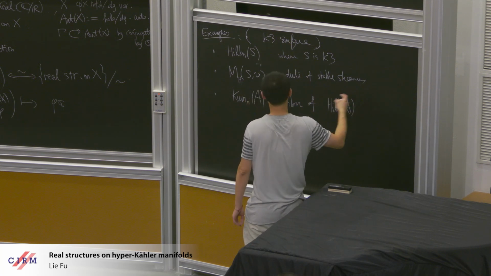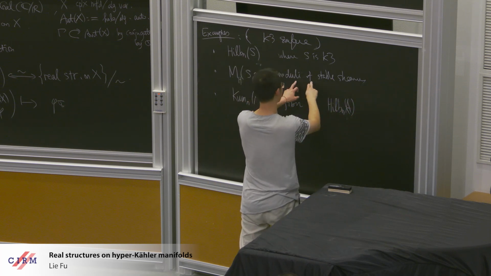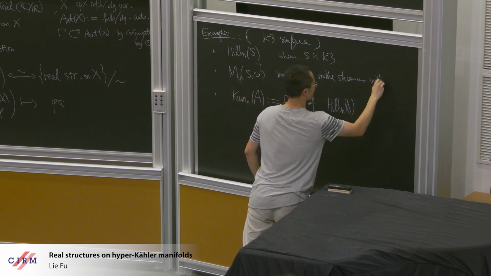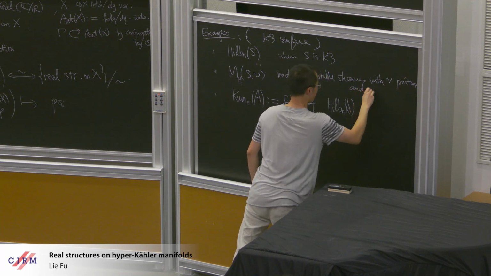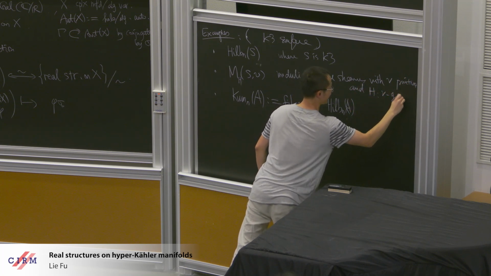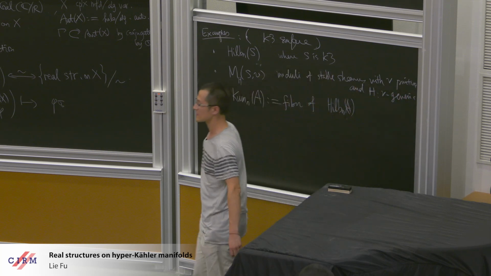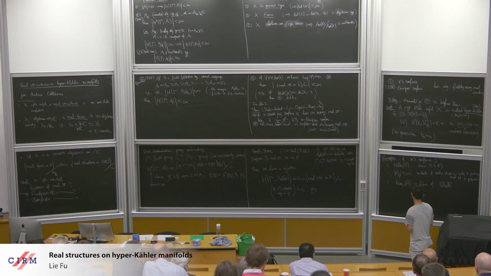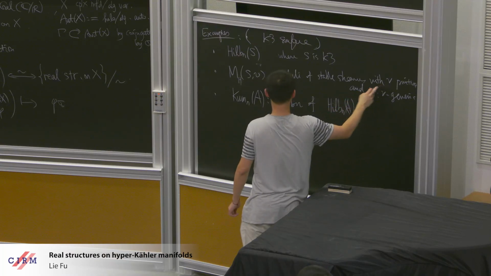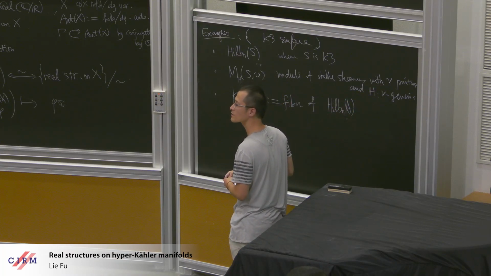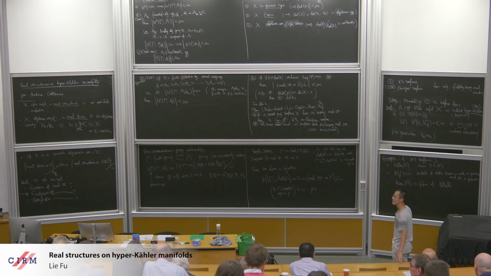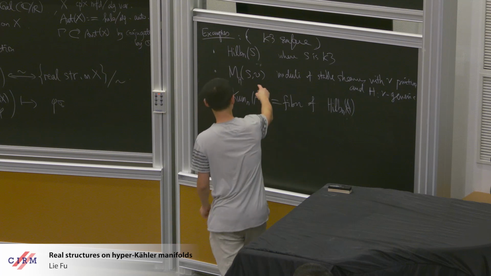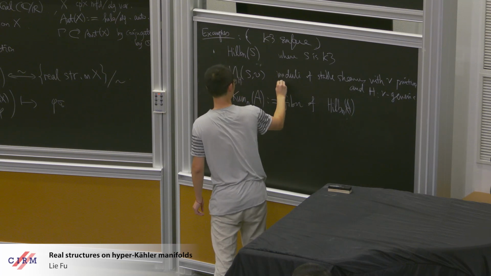Yes, that's why I said... okay, you want me to comment. Moduli of stable sheaves with v primitive and H generic relative to v. That's the precise statement. v is the Mukai vector. Sorry? What's the question? Maybe I didn't understand. I thought these are singular. No, this is S a K3 surface. Maybe S is K3.